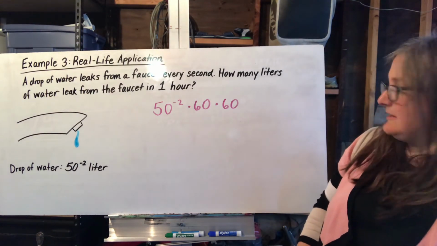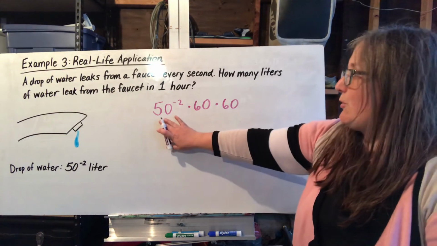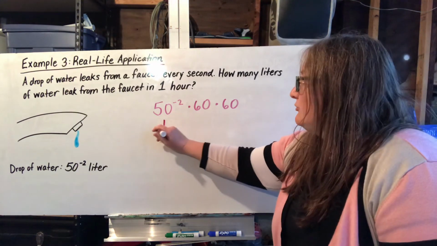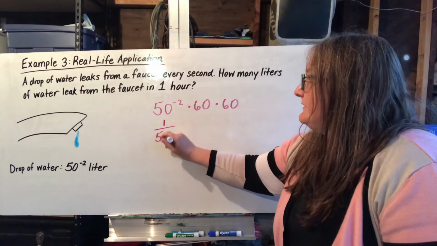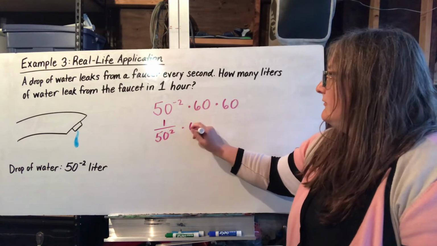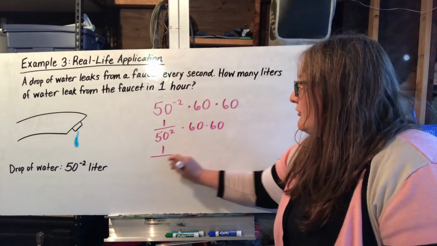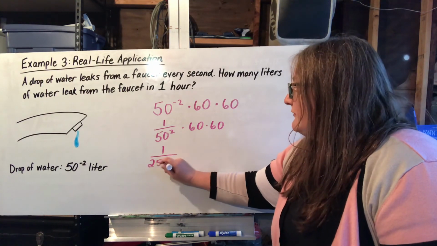So I'm going to combine these now. In order to do that, I first need to make this a positive exponent. So I can do 1 over 50 to the second power, which gives me 1 over 2,500.